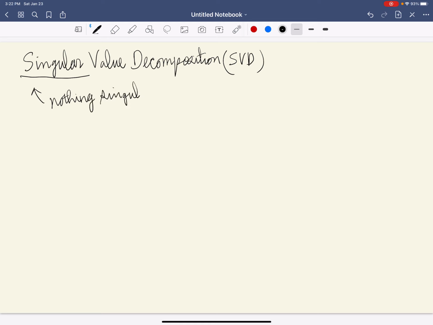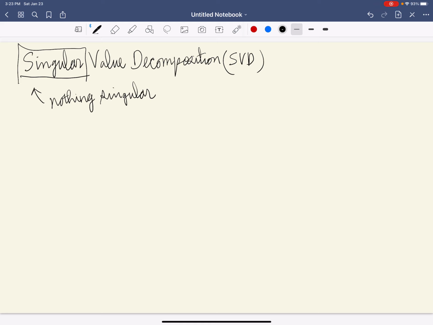Usually in mathematics, singular means something is about to blow up to infinity, but clearly none of the numbers that we're going to be talking about is going to blow up. So in fact, I don't even understand why people who first made up this expression chose to use such a horrific adjective to describe the technique.